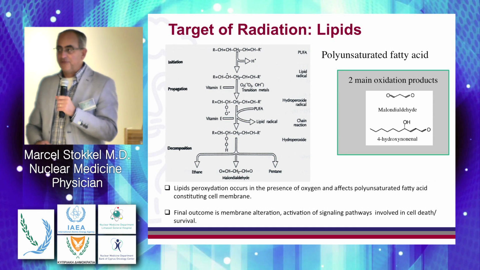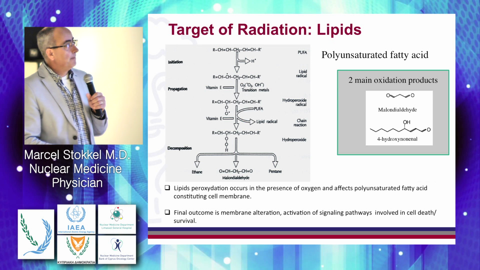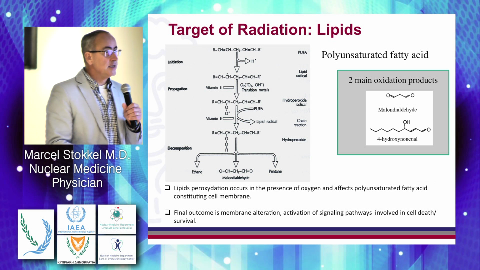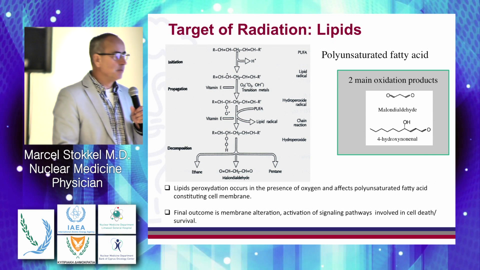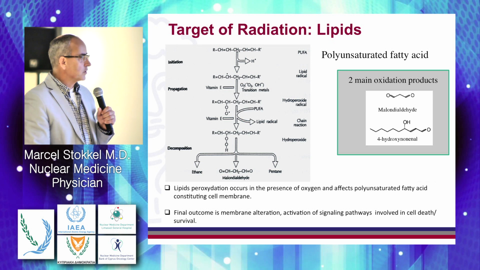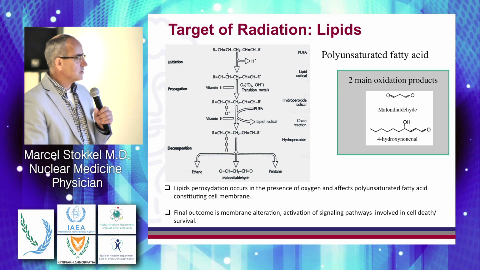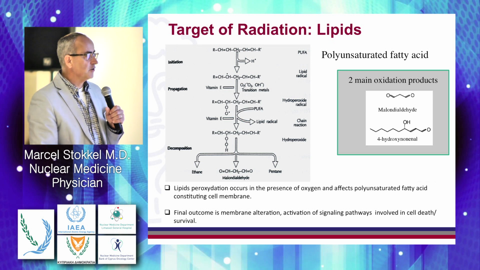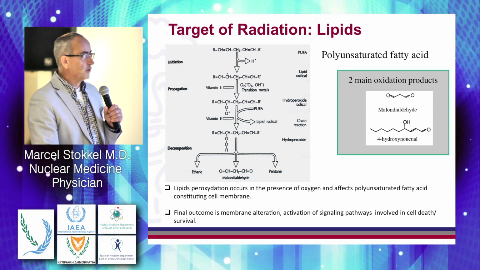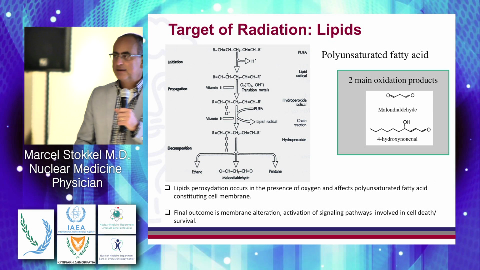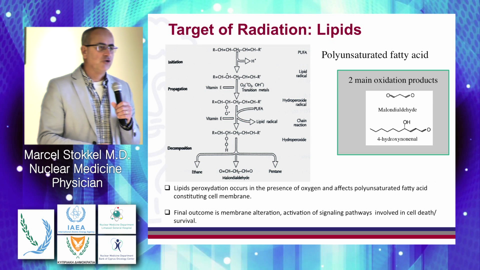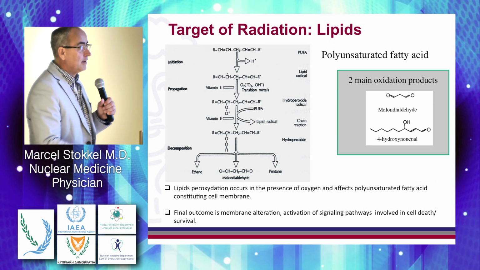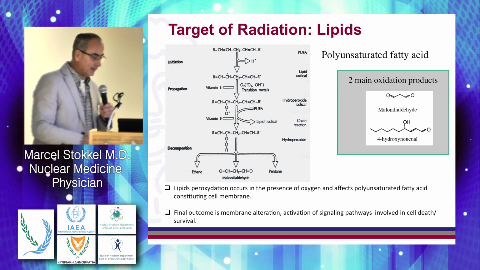One comment on the effects on the cell membrane. If the target of radiation are lipids, you see a complete cascade that may occur on the cell membrane, and then, of course, it may have effects on membrane alteration, activation of signaling pathways involved in cell death or cell survival. Don't forget this mechanism. It's not only DNA, which may cause its antitumoral effect, but also this mechanism cannot be neglected.